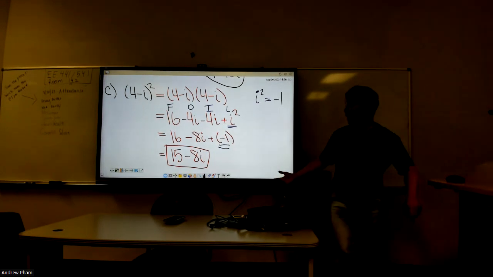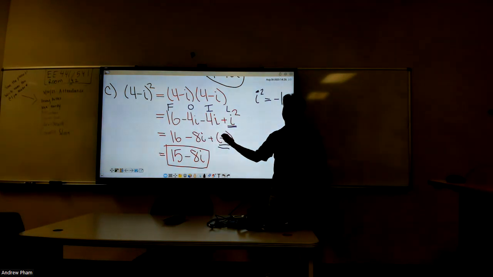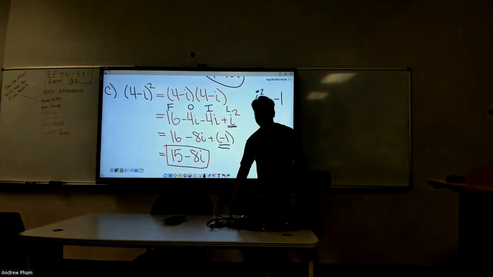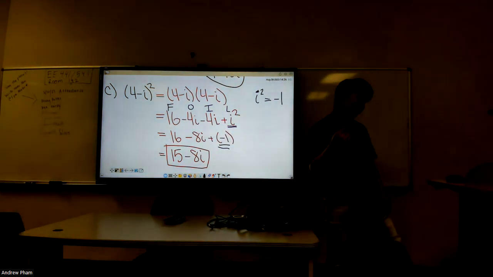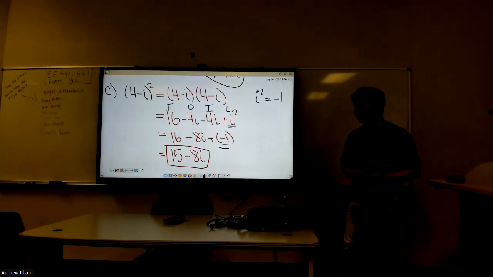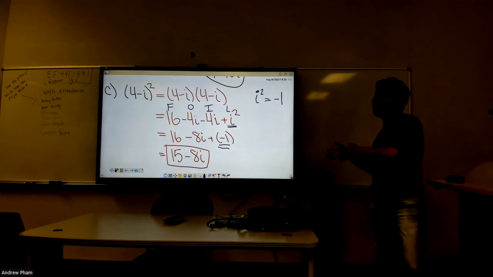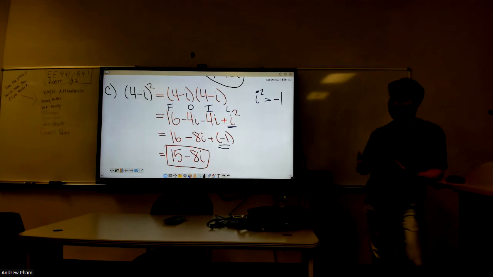And then by doing that, I have one more thing to clean up. 16 plus negative 1, that's 16 minus 1, or 15. Giving me a final answer of 15 minus 8i. This looks like a complex number, it's a plus bi, so I know that I'm done. I don't have any i squareds, i cubes, or anything like that. So this is how we deal with part C.